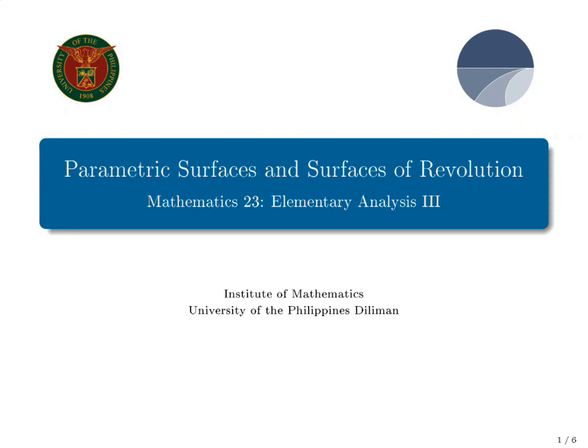This is the second video in the three-part lecture video on parametric surfaces and surfaces of revolution. In the first part, we discussed vector-valued functions in two parameters u and v, whose graphs are referred to as parametric surfaces. If you have not yet watched the first video, please watch it first before proceeding with this video. For this part, we discuss how to obtain vector equations for so-called surfaces of revolution. Let's begin.